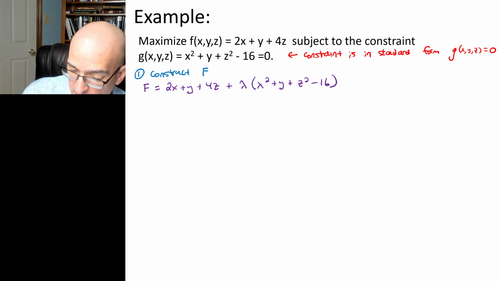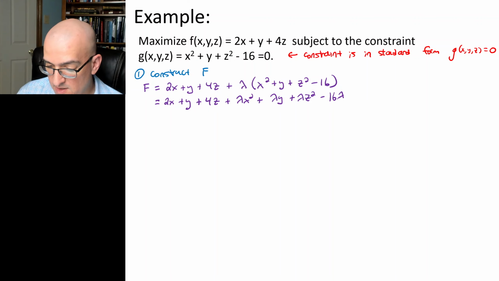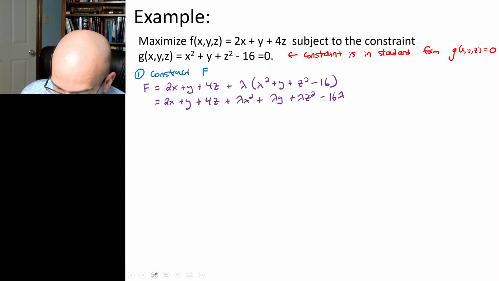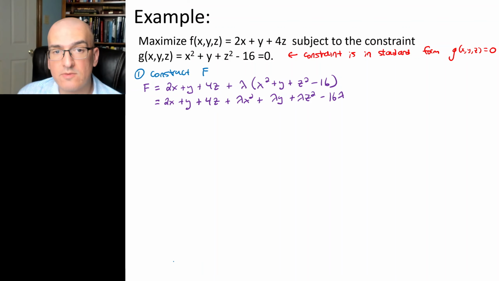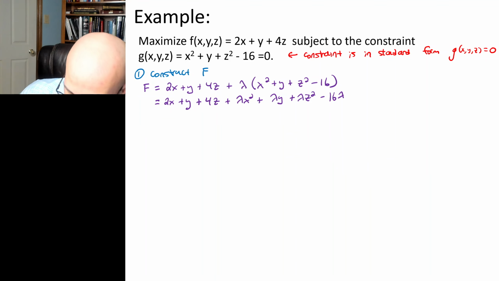All right, now before we proceed with taking derivatives of this, I'm going to simplify it and clean it up a little bit. 2x plus y plus 4z plus lambda x squared plus lambda y plus lambda z squared minus 16 lambda. That's our Lagrange function. And the partial derivatives of this Lagrange function, being set to 0, will tell us where our function could have candidate global max and global min on that boundary.